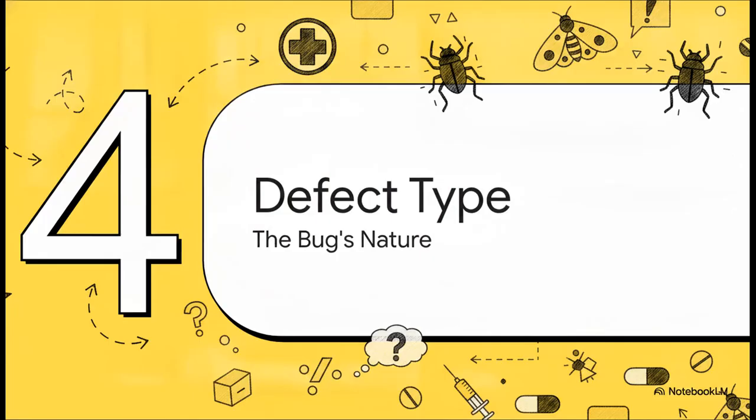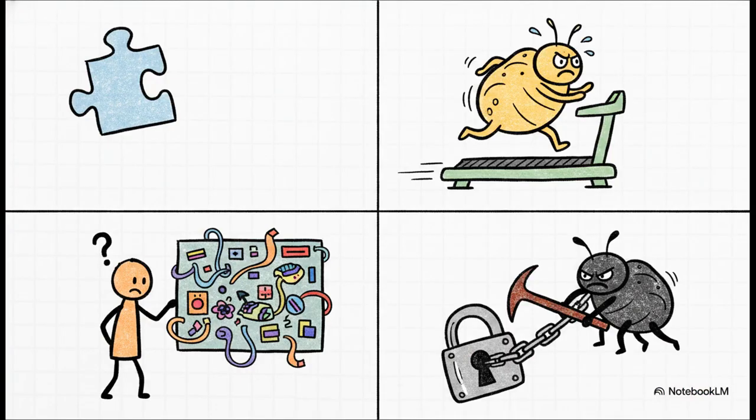All right, part 4, defect type, the bug's nature. What kind of illness are we actually dealing with here? Now, what's really interesting here is when we look at the actual nature of the problem. We see distinct categories: functional, performance, usability, and security. Functional issues break the expected behavior. Performance issues degrade speed, response time, and resource usage. Usability affects the end-user experience. And security, of course, compromises safety.